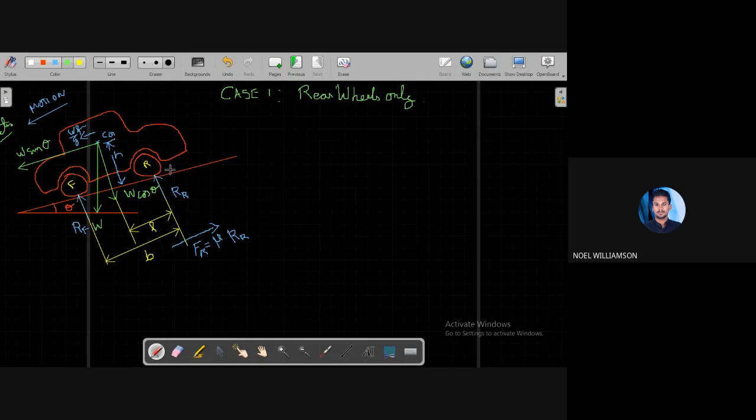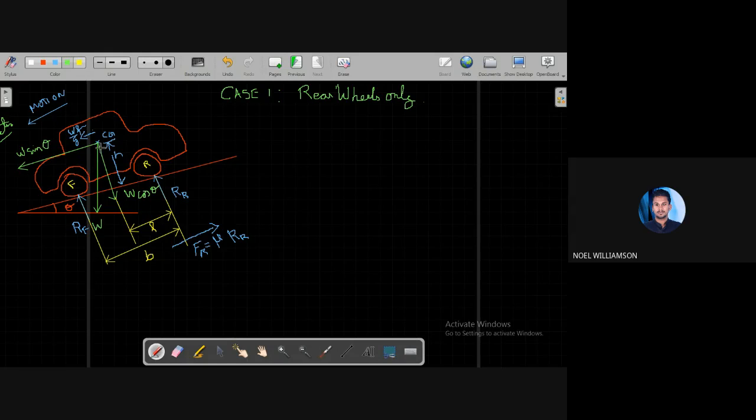So the forces acting on the vehicle in the first case are, first one, the weight capital W, which is acting vertically downwards. We are resolving the weight into 2 components, one along the inclined plane, that is W sin theta, and one perpendicular to the inclined plane, that is W cos theta. So these are the 2 components of the weight W.